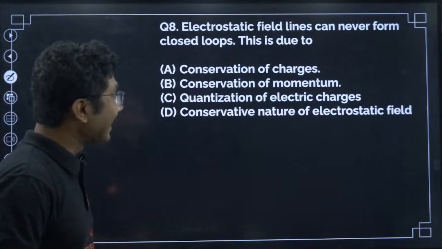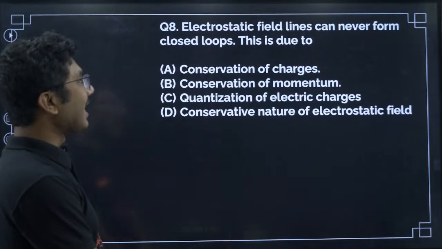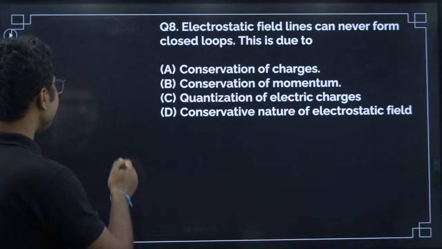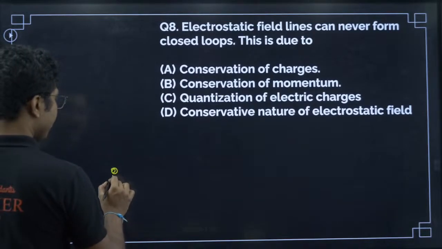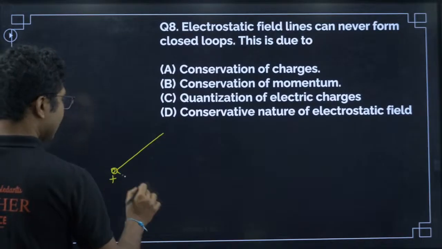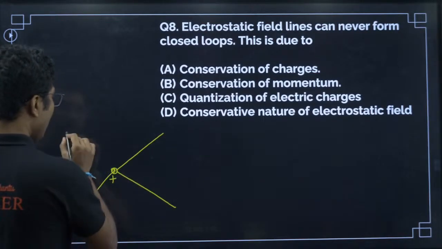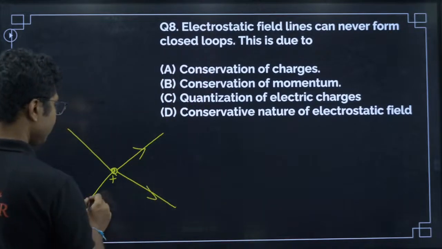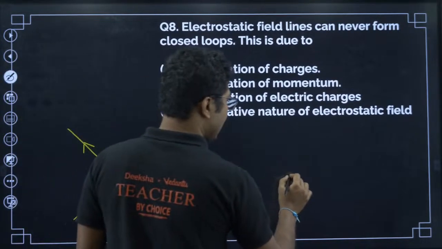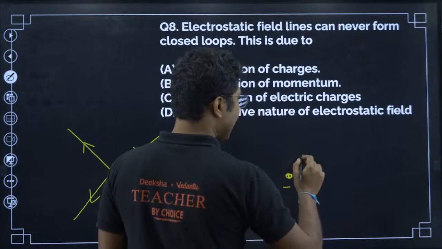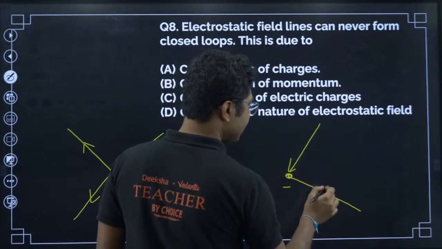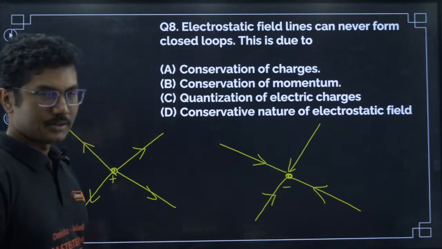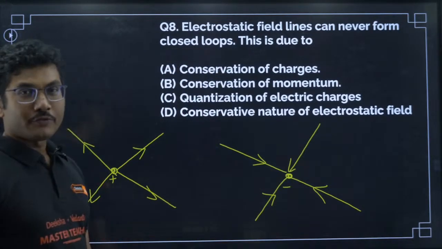Now, question number 8. Electrostatic field lines can never form closed loops. This is due to, so electric field lines, we know that. Suppose this is a positive charge, the electric field can generate from the positive charge and travel towards infinity, and if there is a negative charge, all the electric field lines converge towards the negative charge, they all end here, right. So, they do not form a closed loop.